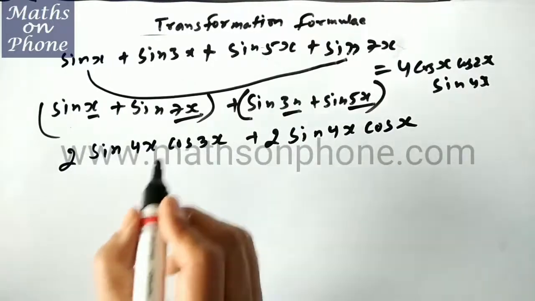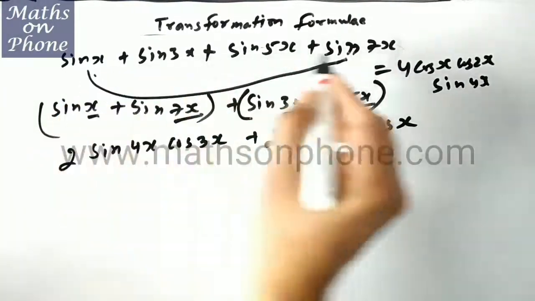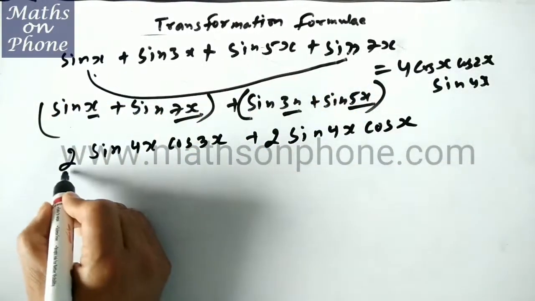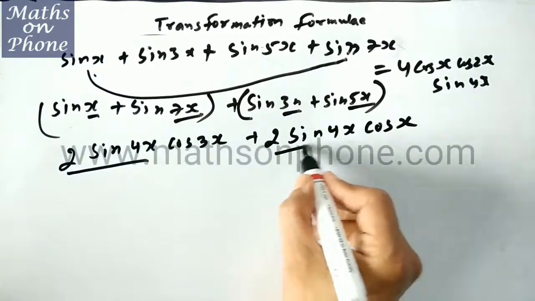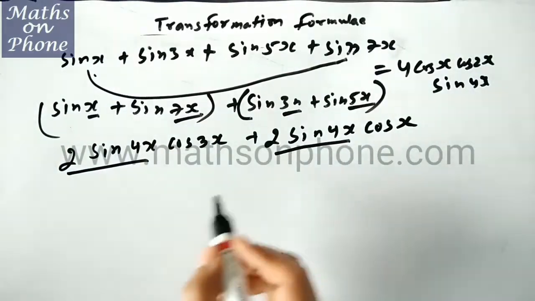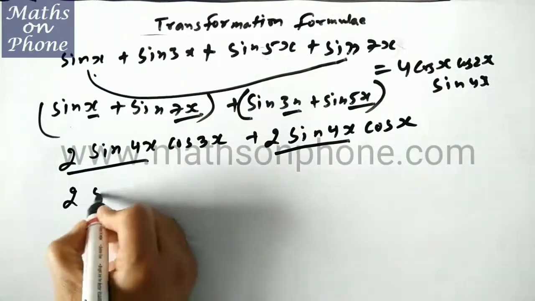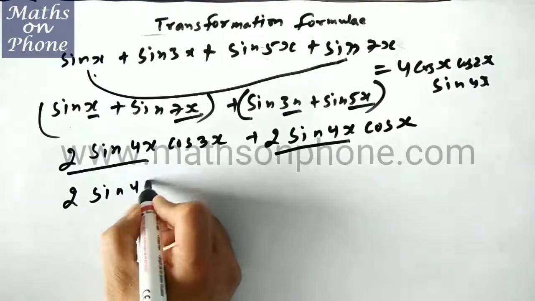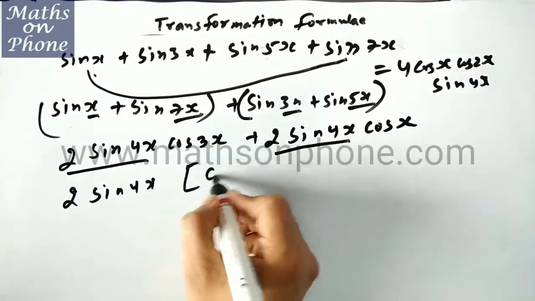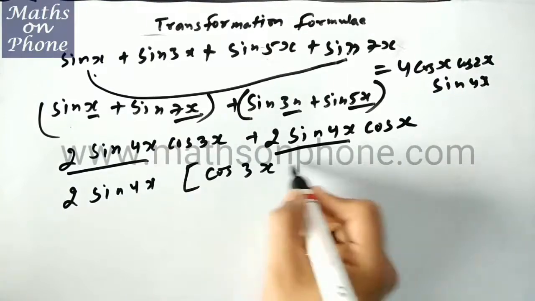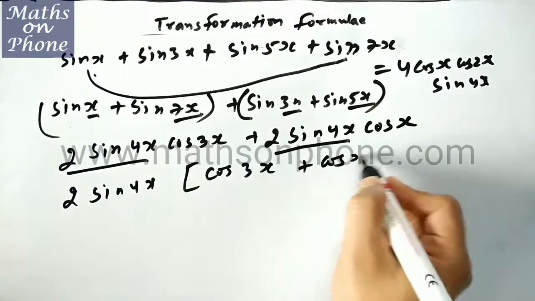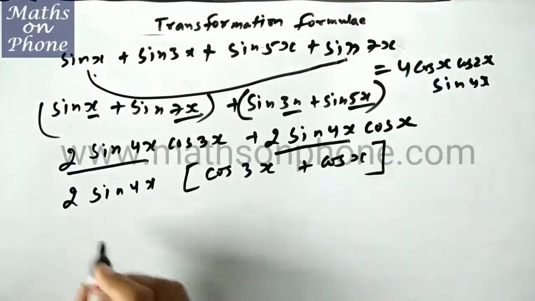Now you just see the advantage of pairing. I paired this and this, this and this. This is giving us one thing common. So we will get the movement further. So if I just take 2 sin 4x common, I am left with cos 3x plus cos x. So further application is possible now.